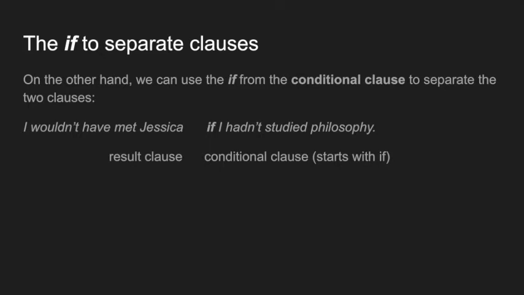So let's see an example. First, in this case, we have the result clause at the beginning. It says, I wouldn't have met Jessica. That is the result clause, and we have it at the beginning. And then we have the conditional clause, if I hadn't studied philosophy. Because this conditional clause starts with if, we don't need the comma, because the if is already separating the two clauses. Okay, and that's it for the presentation. Let's do some practice so that you can understand this a little bit better.